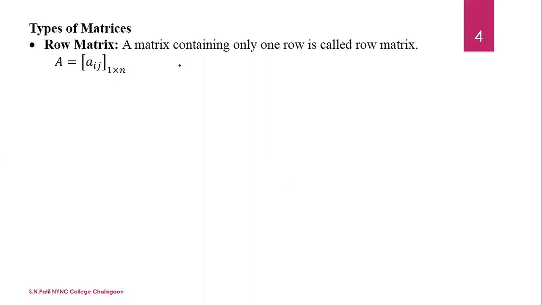For example, A is equal to 3, 5, 0, minus 1, 7. Okay, so this is a row matrix. What is the order of this matrix? It is 1 by the number of columns, 1 2 3 4 5, that is 1 by 5. Now second example, B is equal to 0 and 1. So what is the order? 1 by 2. C is equal to simply 1. So this is also a row matrix, and what is its order? 1 by 1.